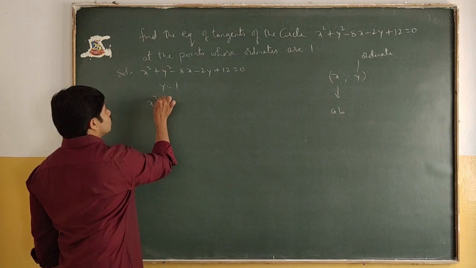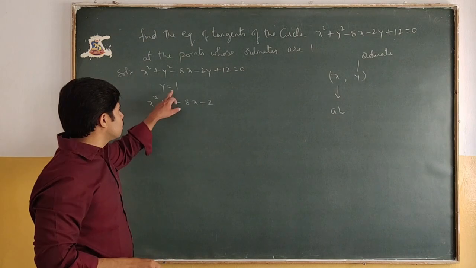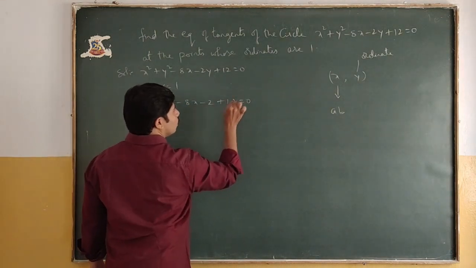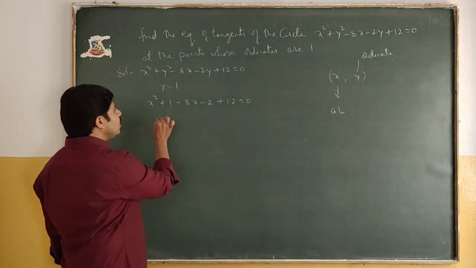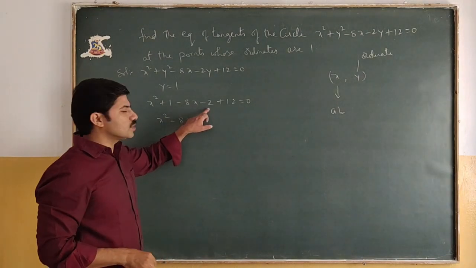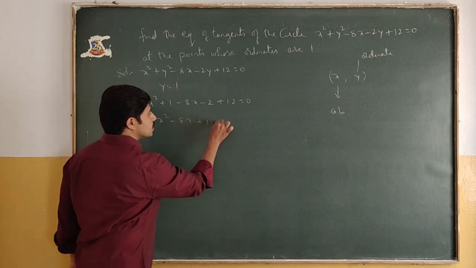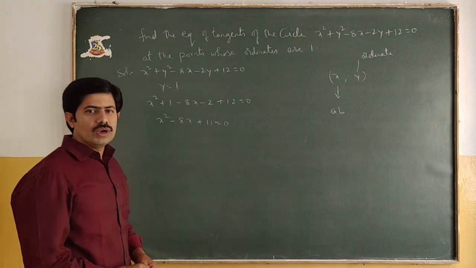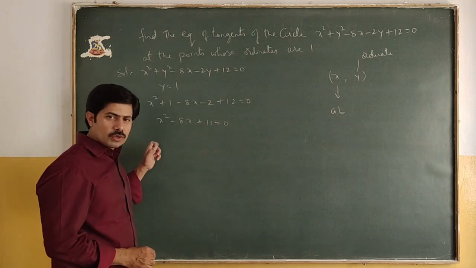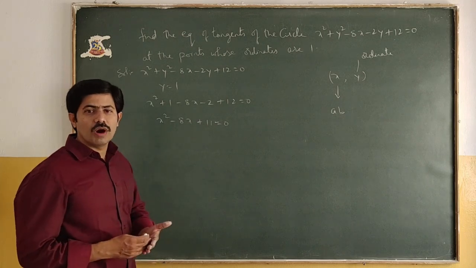So we get x square plus 1 minus 8x minus 2, see, I am substituting y as 1, minus 2 plus 12 is equal to 0. So we get a quadratic equation, x square minus 8x, 1 minus 2 is minus 1, minus 1 plus 12 is plus 11 is equal to 0. Okay, so we got a quadratic equation. Now we will solve this quadratic equation and we will find out the value of x.